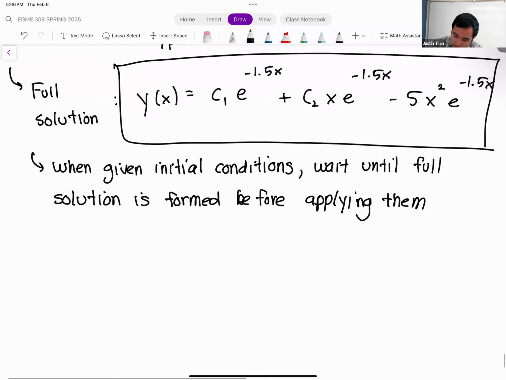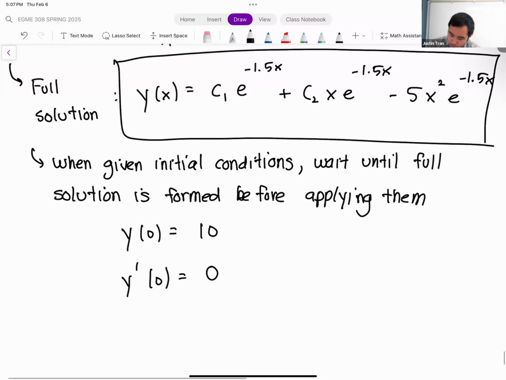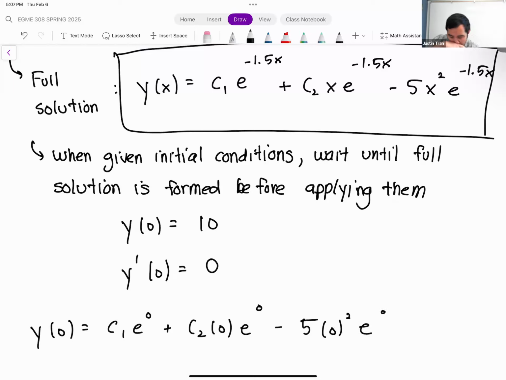Okay, so for this one, let's do some fairly simple initial conditions. Let's say y of 0 is equal to 10, and y prime of 0 is equal to 0. So we have an initial position, but our initial derivative is equal to 0. Now that we have our full solution, let's plug in y of 0. You have c1 e to the 0 plus c2 times 0 times e to the 0 minus 5 times 0 squared e to the 0. All this must equal 10.